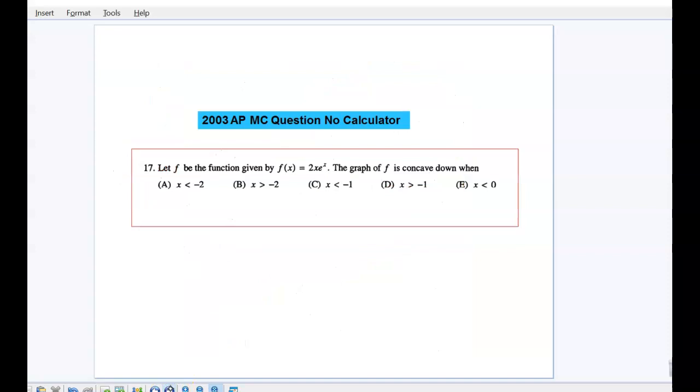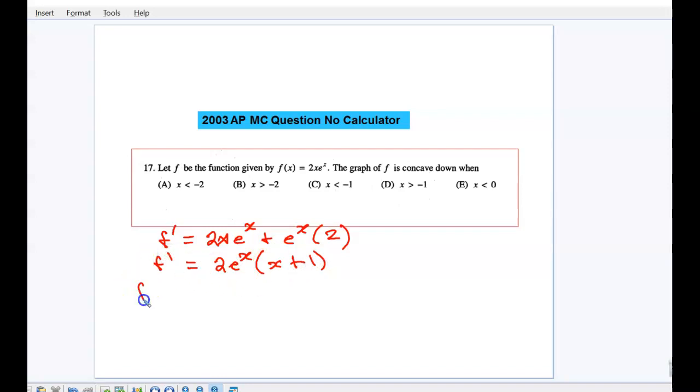Okay, this one here is a multiple choice question from the 2003 exam. Again, they're giving us the function 2x e to the x, and they want to know where the function is concave down. So I have to take the first derivative, which is going to be the product rule, so 2x times the derivative of e to the x, which is e to the x, plus e to the x times the derivative of the first, which is 2. And if I factor a 2e to the x out, I'm going to be left with x plus 1.